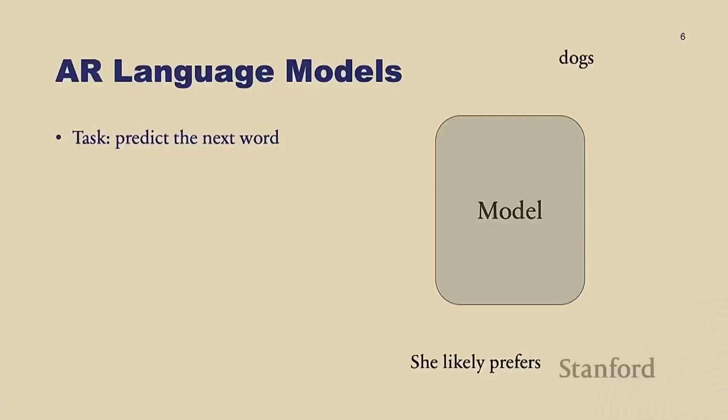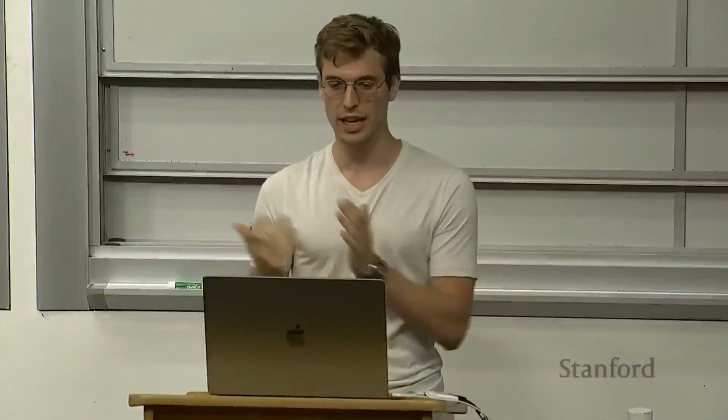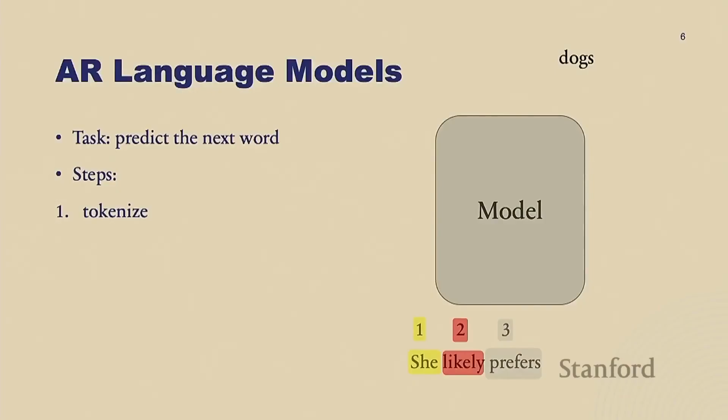Great. So autoregressive language models. At a high level, the task of an autoregressive language model is simply predicting the next word, as I just said. So if you have a sentence like "she likely prefers", one potential next word might be "dogs". And the way we do it is that we first tokenize. So you take these words or subwords, you tokenize them, and then you give an ID for each token. So here you have 1, 2, 3. Then you pass it through this black box.